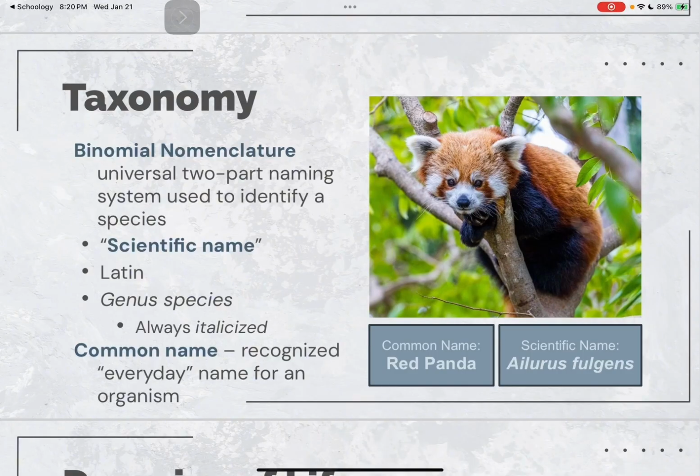So we have humans. Our regular common name is a human, but our scientific name is Homo sapiens. And all of these scientific names are in Latin. It is universal across the world that they are in Latin.